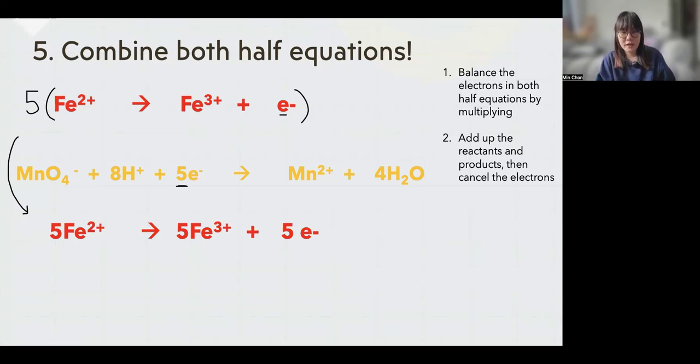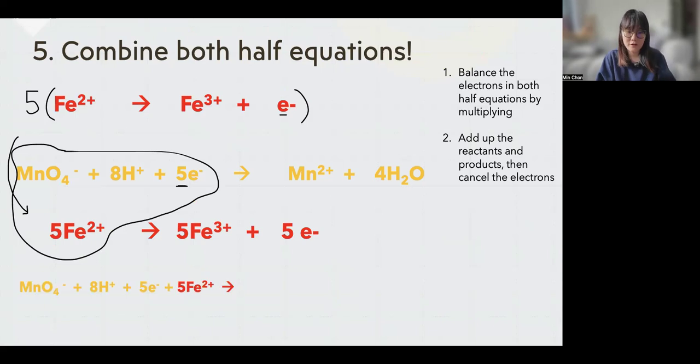Then you just have to add the reactants to one side and then add the products to the other side. And lastly, cancel out the electrons. And that's all. Hopefully that helps.